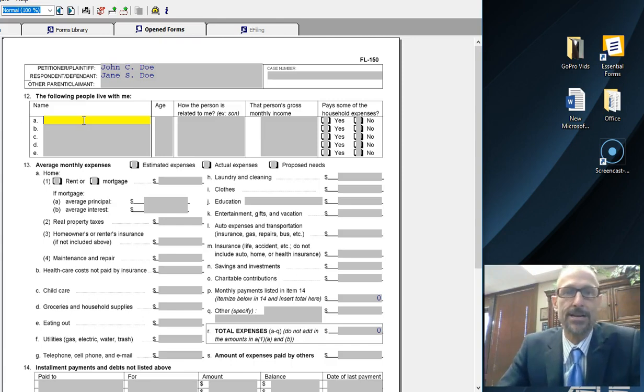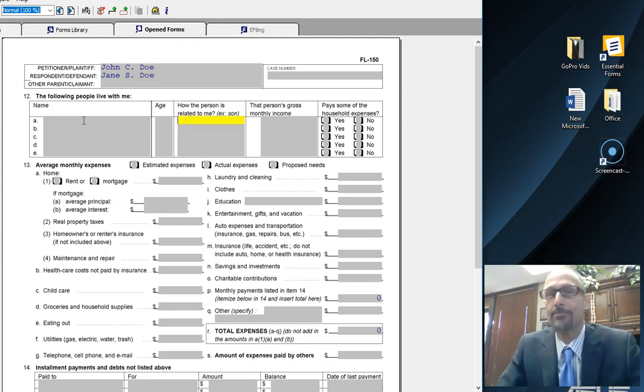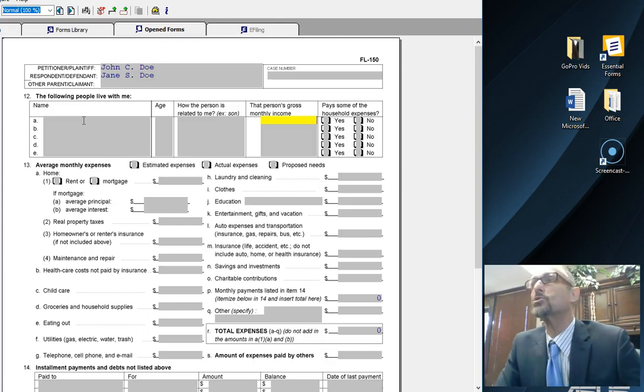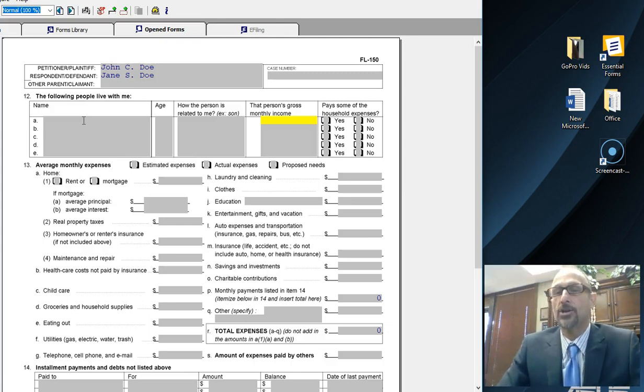So 12A, you're going to list somebody that lives with you. The next box is their age. How that person is related to you could be your wife, husband, partner, could be your son, daughter, could be roommate, could be girlfriend, boyfriend. That person's gross monthly income. You're going to want to list it there if you know it. If they have no income, put none. If you don't know their income, say you've got a roommate and the roommate would say, none of your darn business how much I make, you can put unknown.